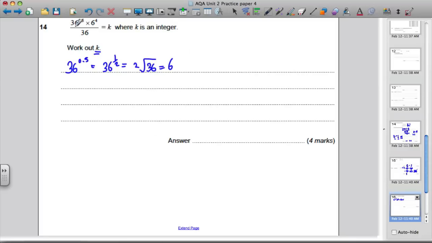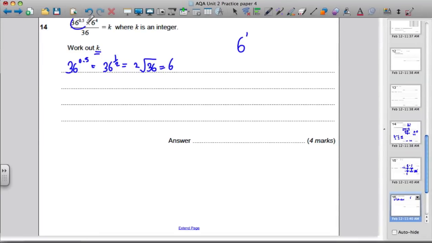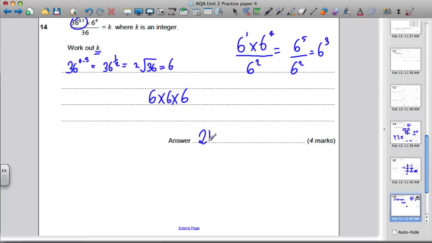Okay, now let's feed this into the question above. We've therefore got 36 to the half is 6, or 6 to the power of 1 here. So this here is 6 to the power of 1 times 6 to the power of 4, all divided by 36. Well, 36 is actually 6 to the power of 2. When you're multiplying and the base numbers are the same, add the powers. So this is 6 to the power of 5 divided by 6 to the power of 2, which is 6 to the 5 take away 2, which is 6 to the 3. So what is 6 times 6 times 6? Well, that is 216. So k is equal to 216.